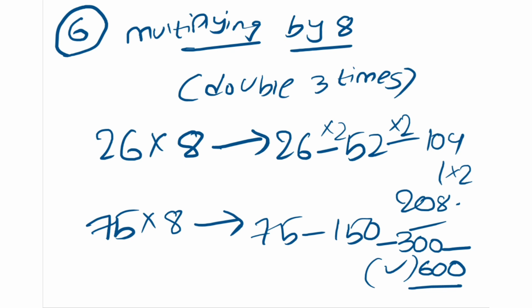So this is the simple solution. So how can we multiply 75 into 8 in a very easy way? If you practice these kinds of tricks, you can easily multiply these kinds of things at your fingertips and grab the answer very easily.